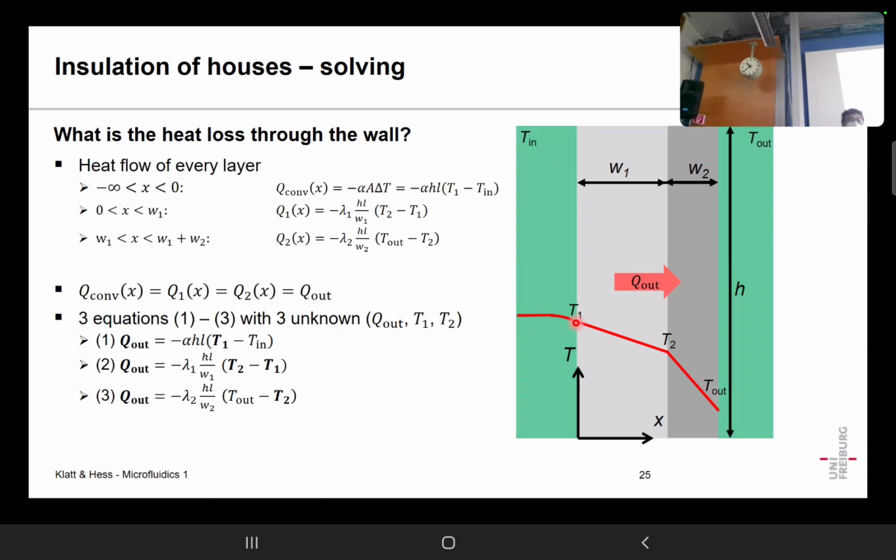So you just define a separate equation for each layer. What is really important is that you really separate the different layers, because the equations are only valid for this particular material or this particular kind of convection. That's why you always separate here. So it's valid from this position 0 to the position W1, and it's valid from the position W1 to this position W1 plus W2.